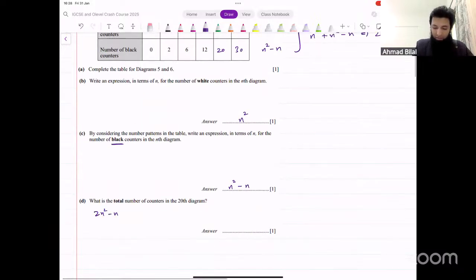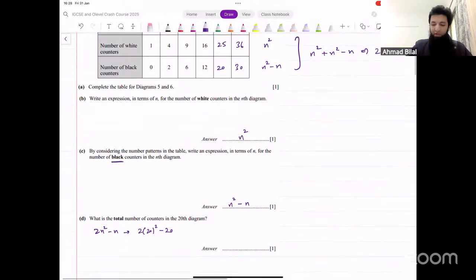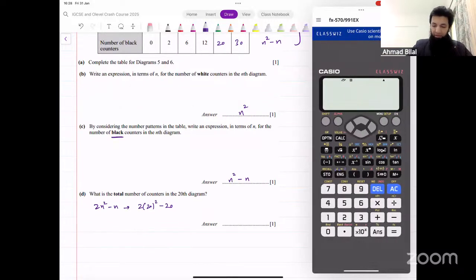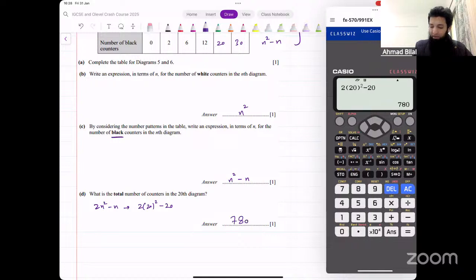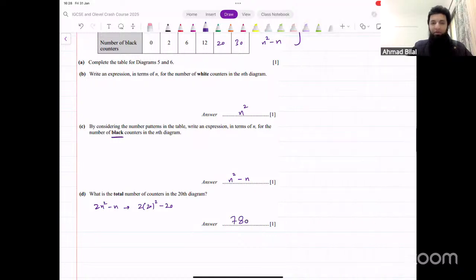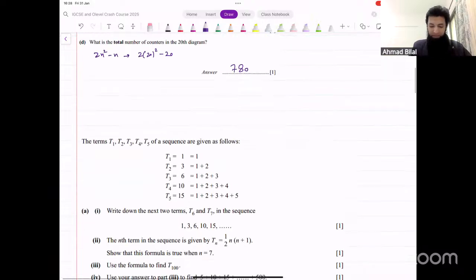Now, what are they asking for? The number of counters in the 20th diagram. All you have to do is put n equal to 20 here, and you get 2 into 20 squared minus 20. And that should give you the result. It's in the calculator paper, so you can just put this on your calculator. 2 into 20 squared minus 20, and that's giving me 780. That's the result that we wanted in this part. Okay, hope that makes sense. Let's move on to the next one.